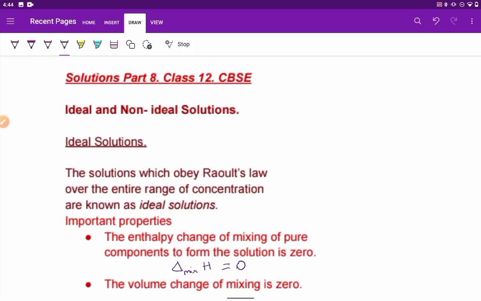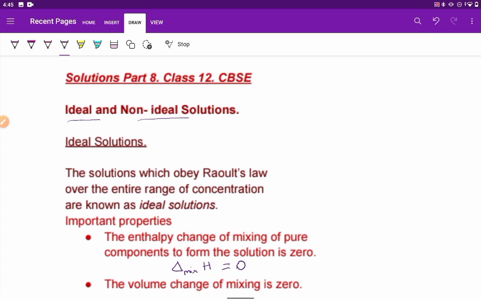Today we will deal with the topic Solutions Part 8. This is for class 12 CBSE. Today we will discuss the topic Ideal and Non-Ideal Solutions, and we will also do one numerical. So let us start. First is Ideal Solutions.